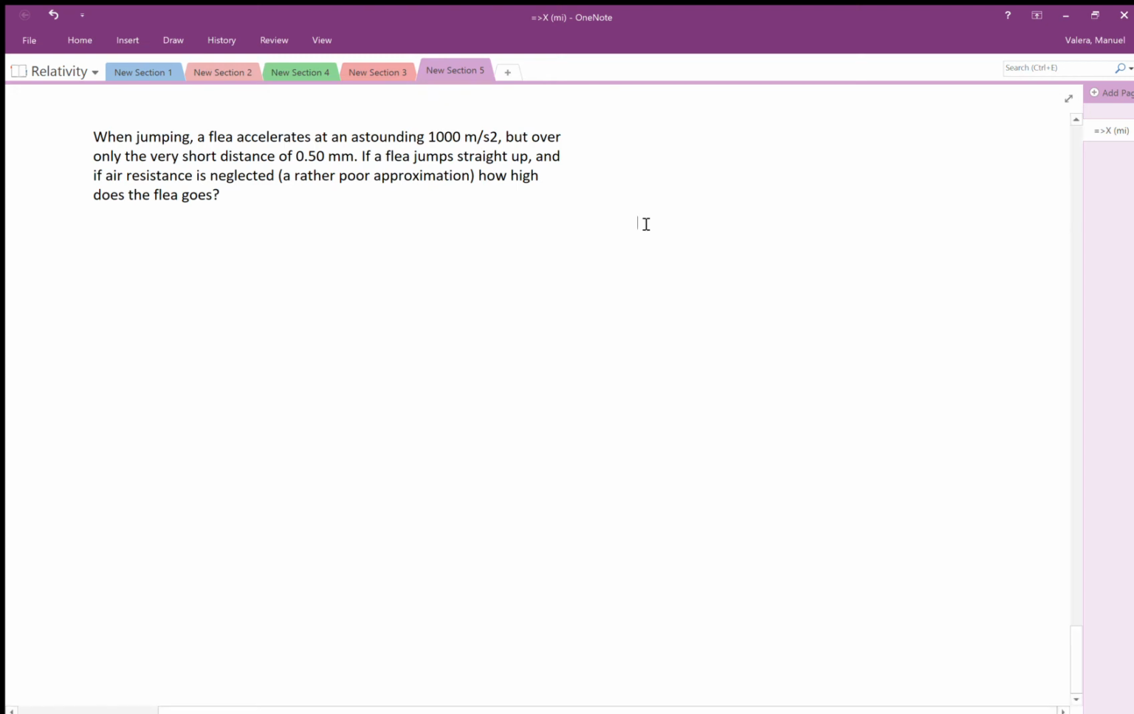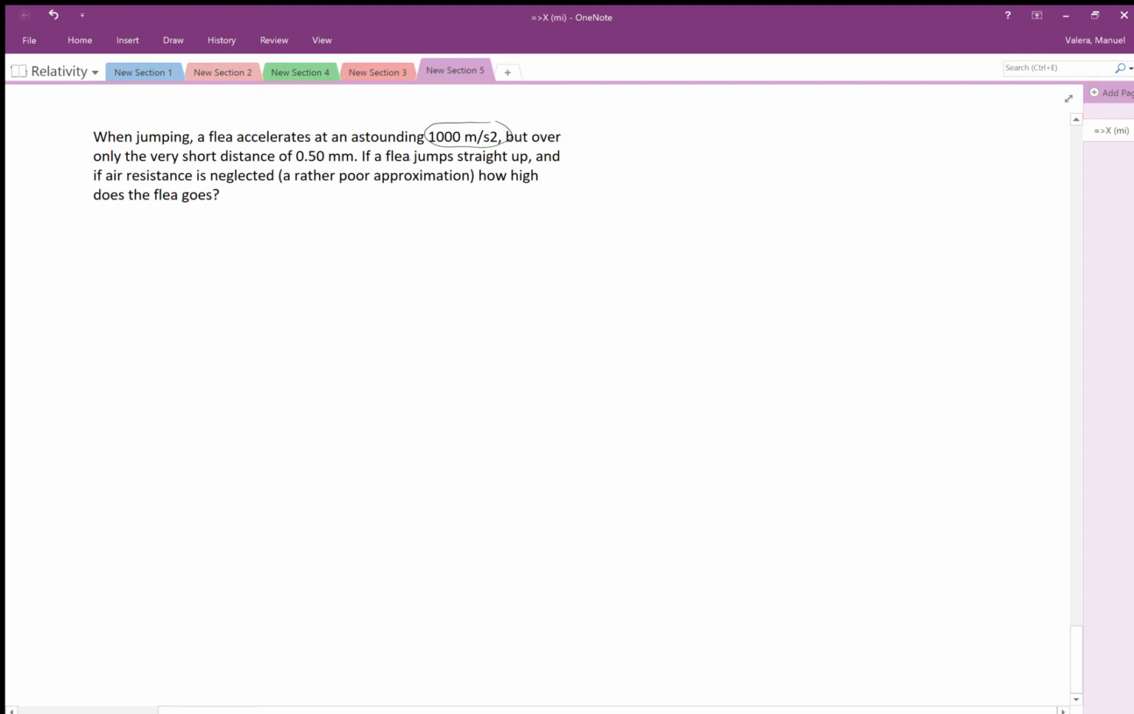Okay, here is a problem. We have a flea, right? And when jumping, they have really amazing accelerations, 1,000 meters per second squared. That's the acceleration of a flea. But this acceleration happens only over a very short distance of 0.50 millimeters.